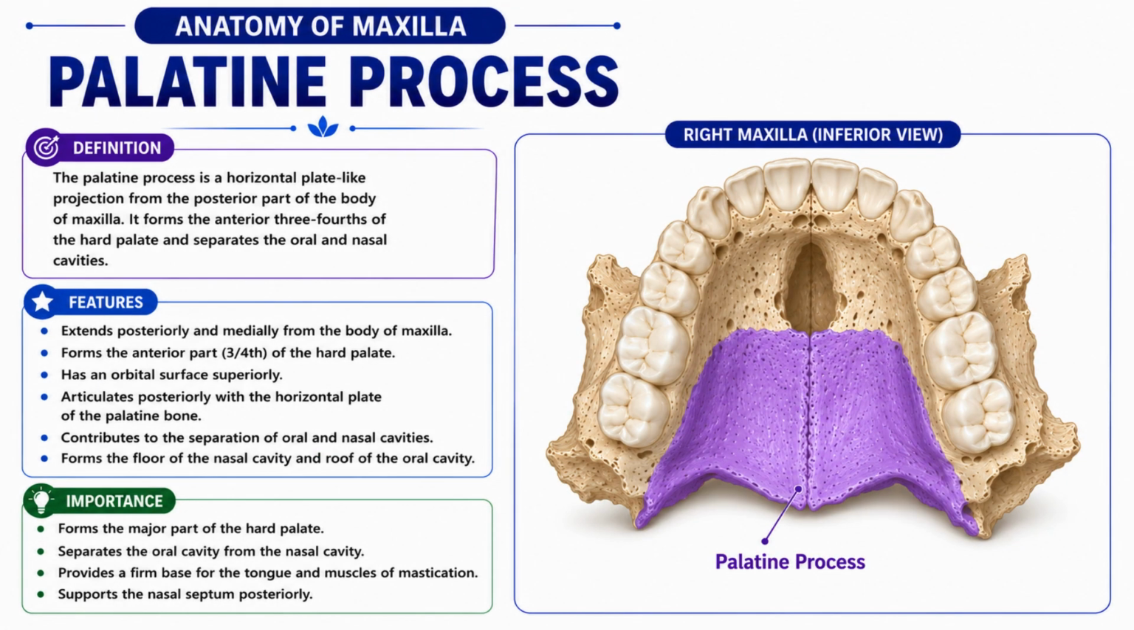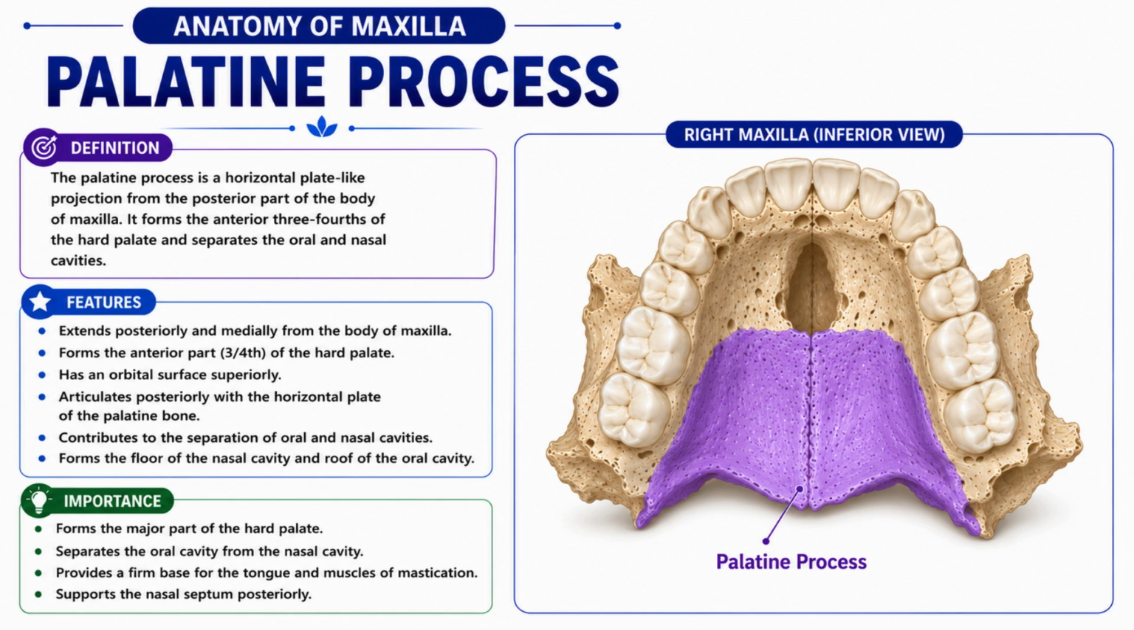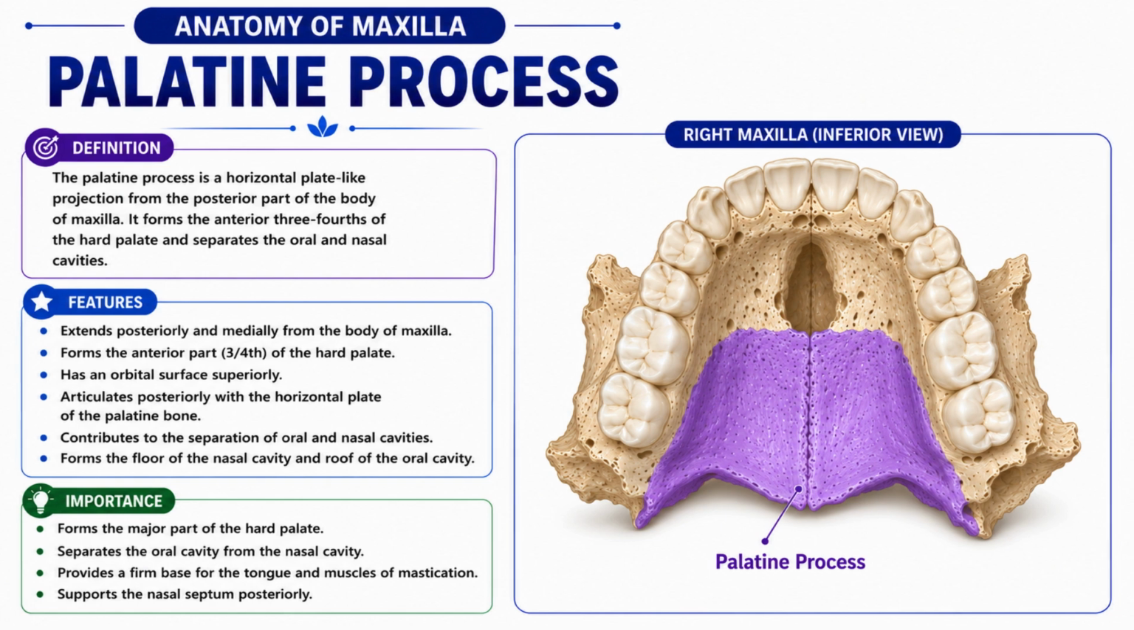Okay, then the palatine process. Palatine process is a horizontal plate-like projection from the upper part of the maxilla. Okay, it forms the anterior 3/4 of the hard palate and separates the oral and nasal cavity. It is very important. It is the structure which separates the oral and nasal cavity. Okay. It extends posteriorly and medially from the body of the maxilla. Okay. Then it forms the orbital surface superiorly.